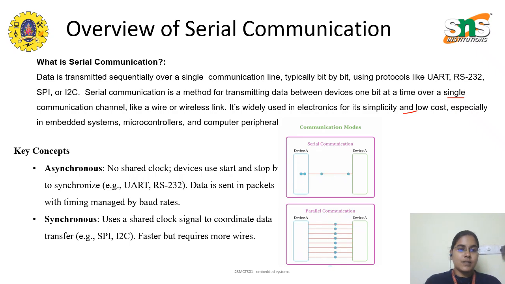The key concepts are that we have two types of systems, asynchronous and synchronous. Asynchronous means there will be no clock signal, so we have to give a start bit and a stop bit to notify the data transmission. Whereas in synchronous we have a clock signal, so that through the clock signal we can acknowledge when the data is ready to transmit. Here in asynchronous you have UART, that is RS-232, and in synchronous we have SPI and I2C.